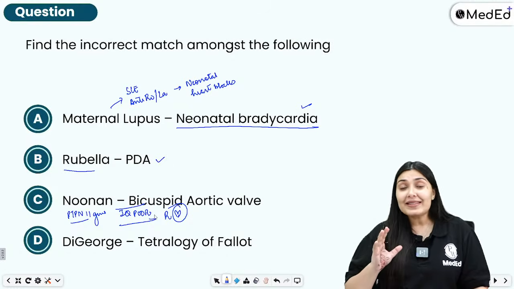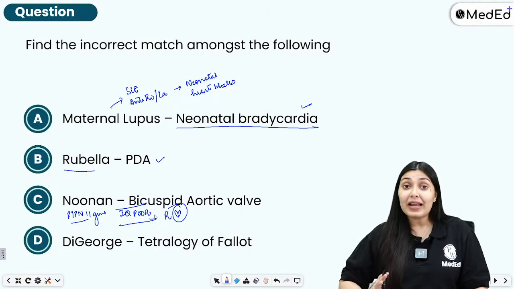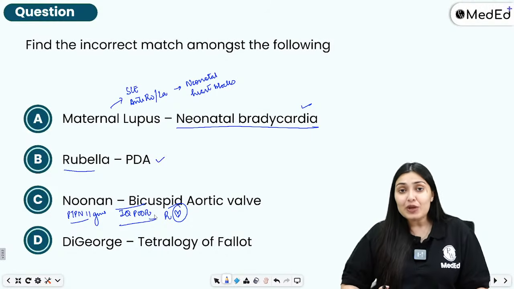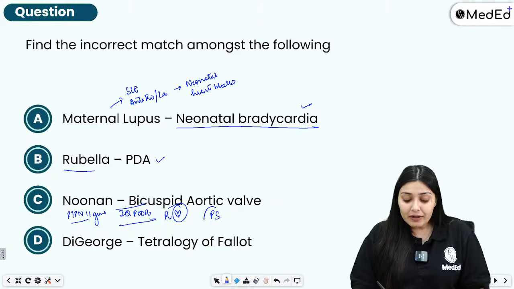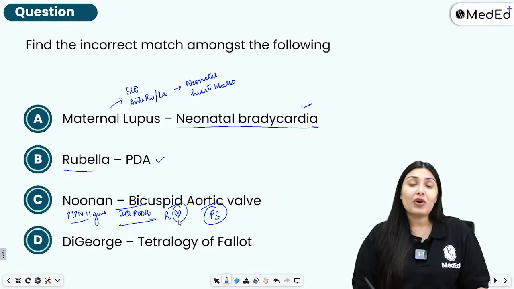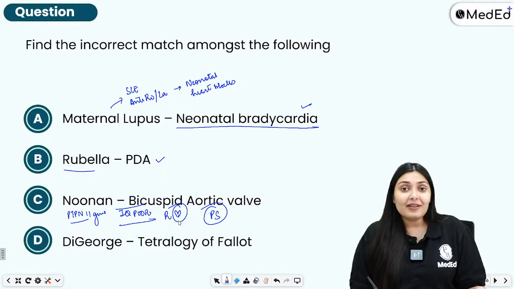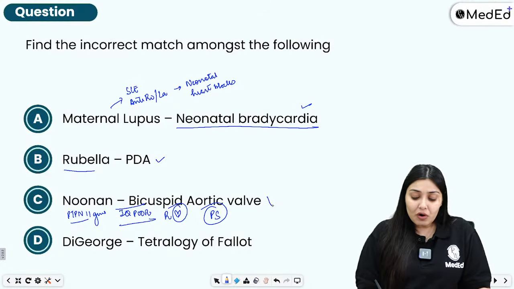What is on the right side? Right atrium, right ventricle and pulmonary artery. So there is pulmonary stenosis that is seen over here, not bicuspid aortic valve. Bicuspid aortic valve is seen in Turner syndrome. So this is wrong, incorrect match.